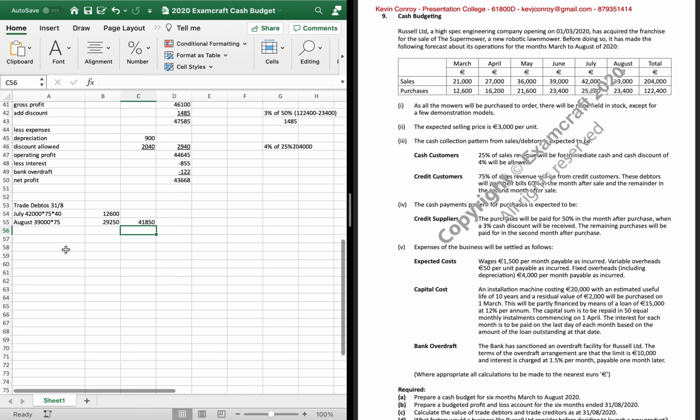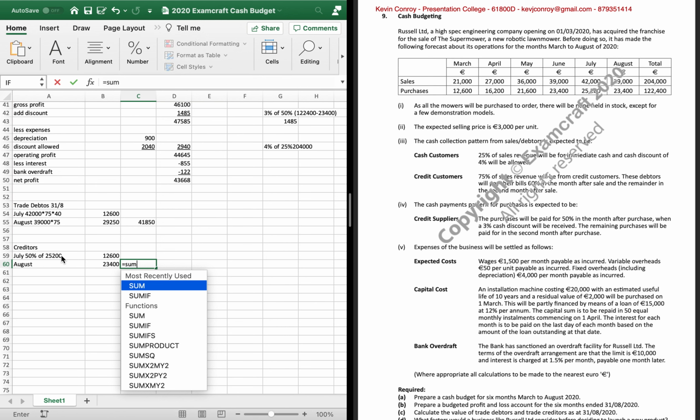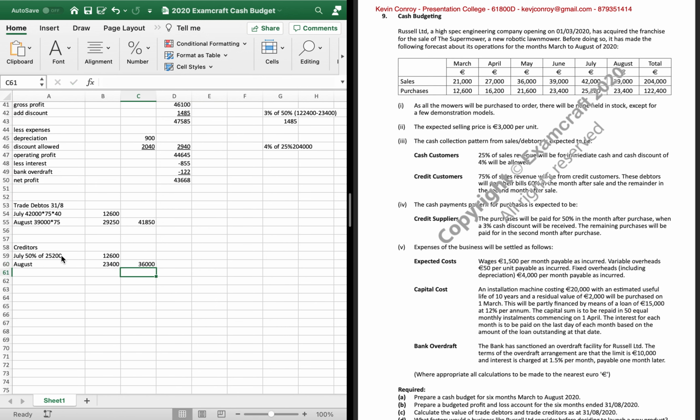If you look at our creditors, we're going to have July and August. So all of our stuff is on credit, right? So all of August is outstanding on our purchases. So the 23,400. But only half of July's. Now you ignore the discount here. So 50% of the 25,200 is owed in July, and that's 12,600, so we'll add them together. All right, so 36,000 is our creditors.